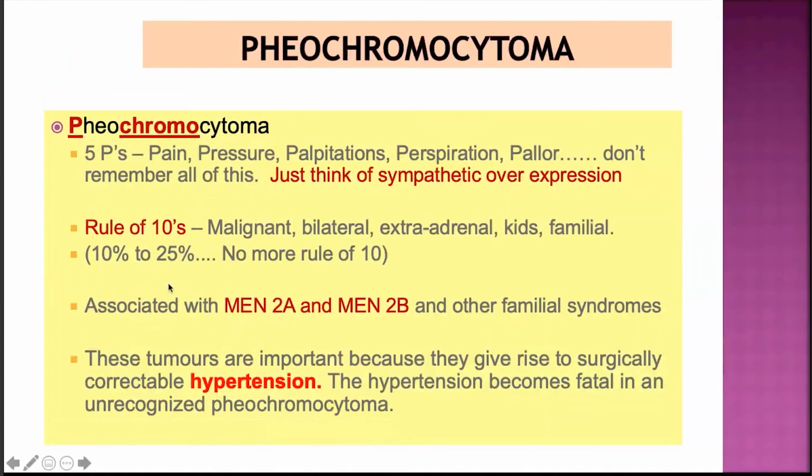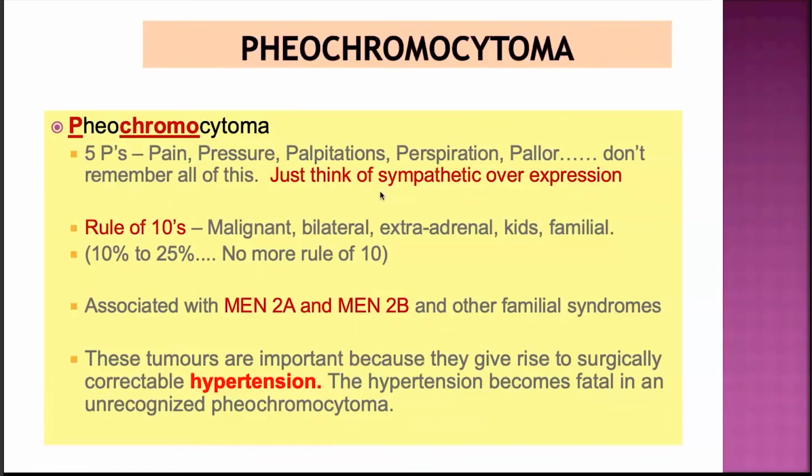Okay, so whenever we talk about pheochromocytoma, you should know when there is a start with P, so there will be 5 P's for the pheochromocytoma. It is pain, pressure, palpitation, perspiration, and pallor. But I don't think you should remember all these. You just think of the sympathetic over the expression because it related with the adrenaline and noradrenaline. So it give you sympathetic punya expression. Okay, in those with pheochromocytoma, the clinical features are related with the sympathetic. And the most important clinical feature is the hypertension.